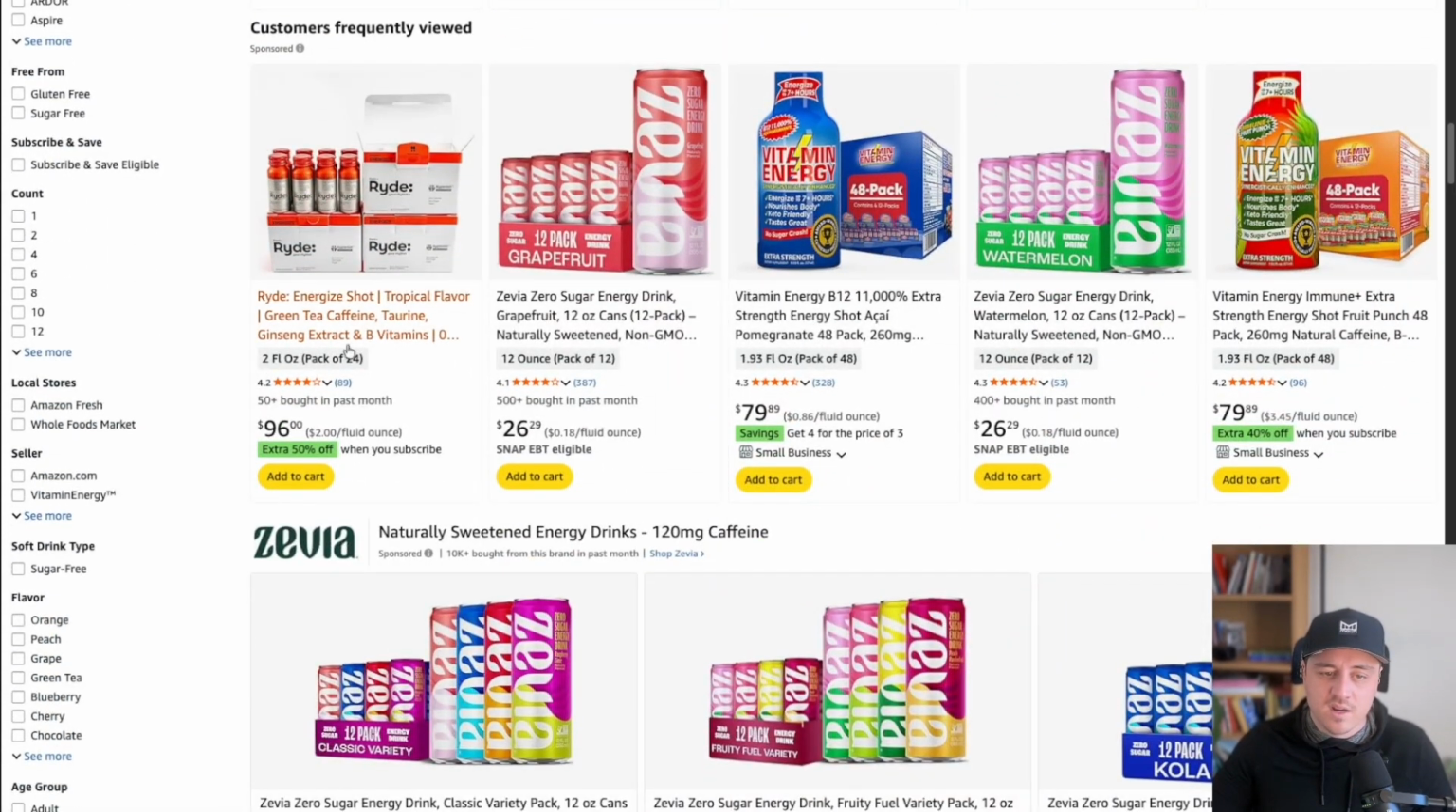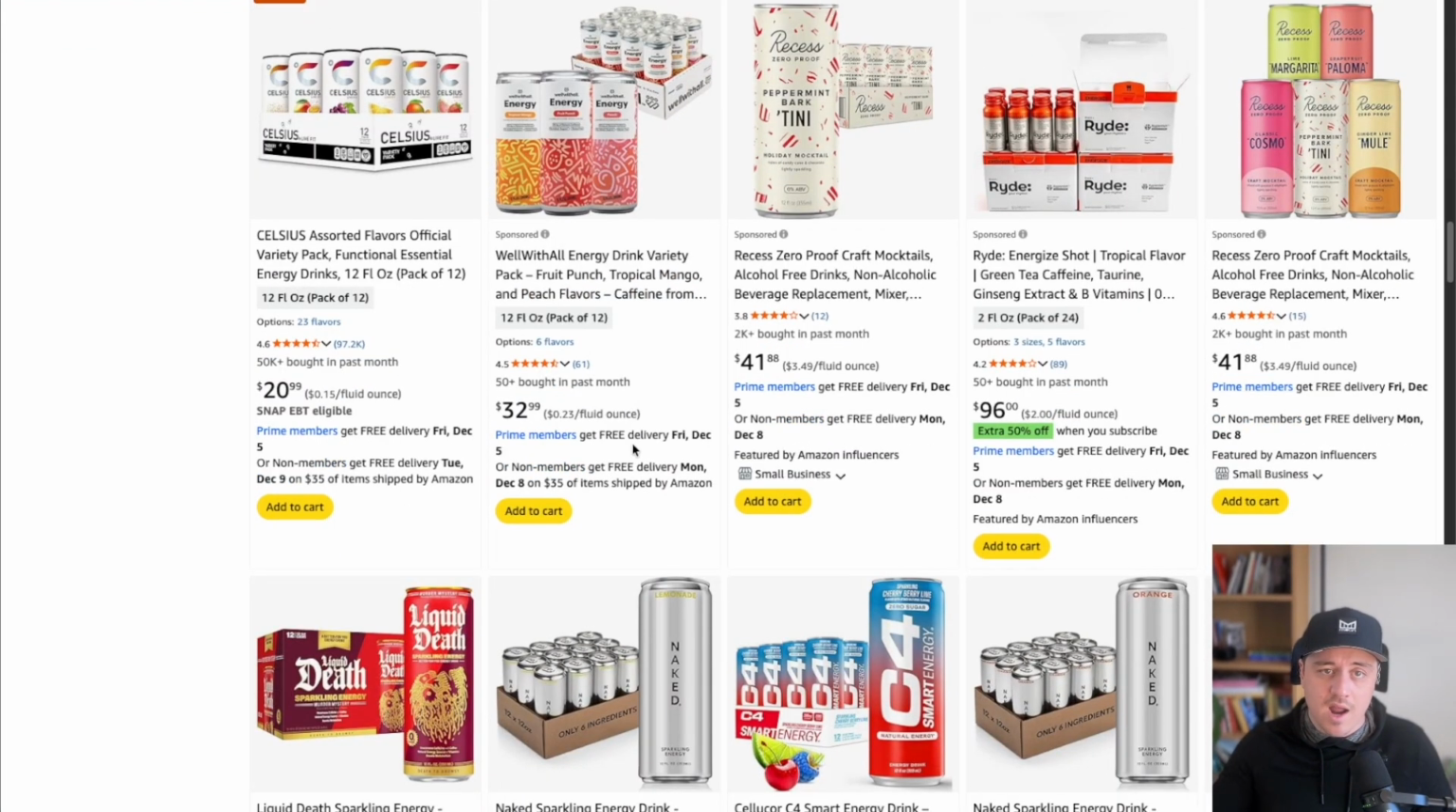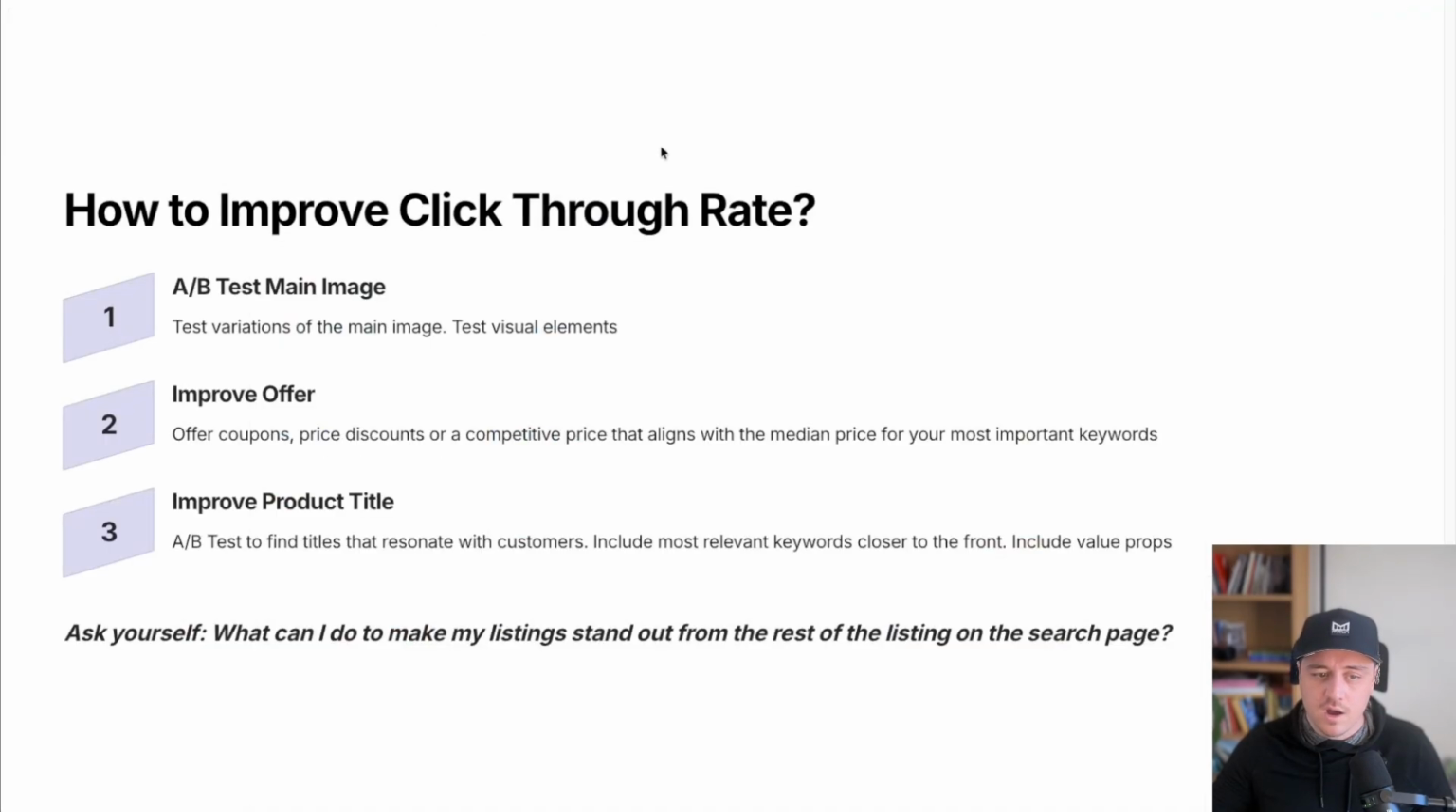But typically what you're going to see is a lineup of products that have a competitive price, really competitive reviews, and are in high demand, which we'll get into more detail of in just a second.